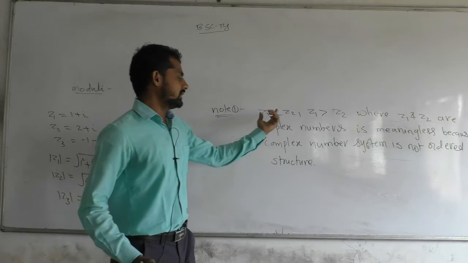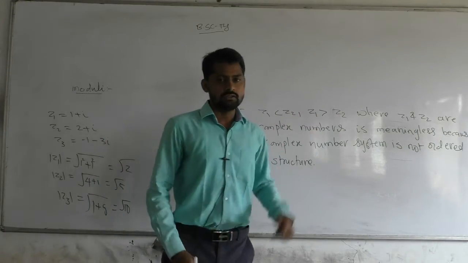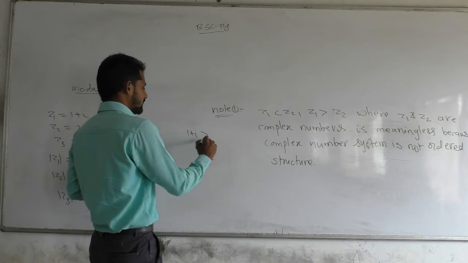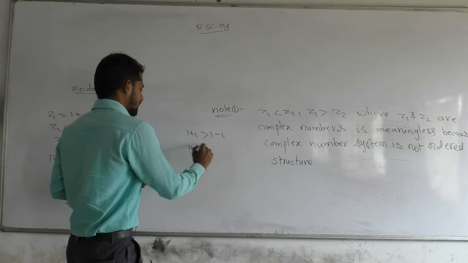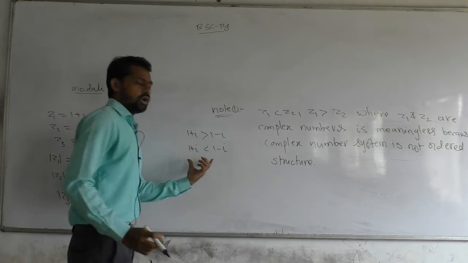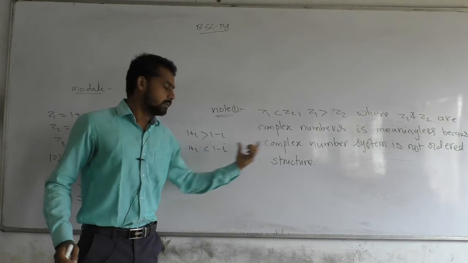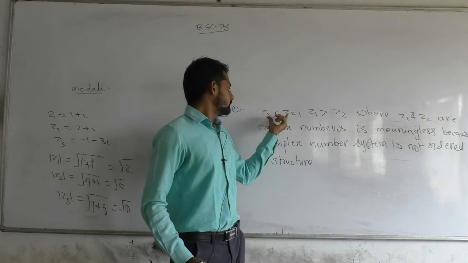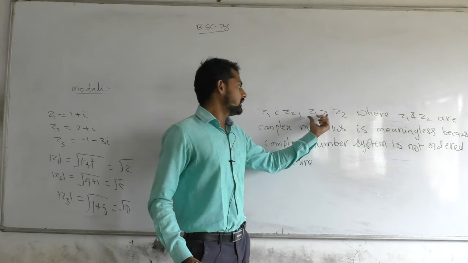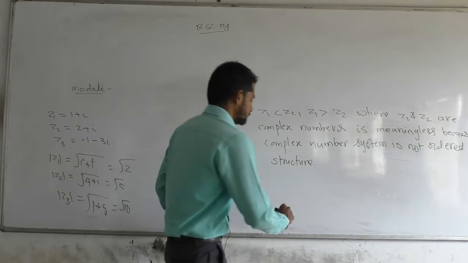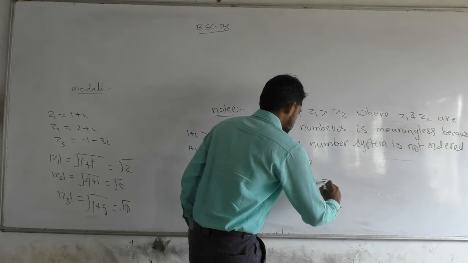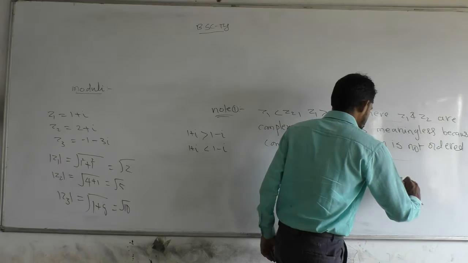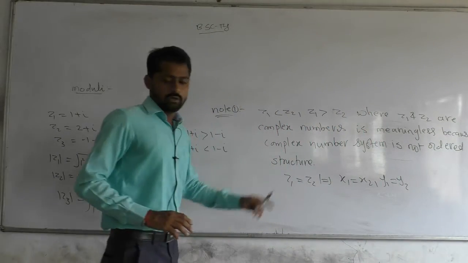Now keep in mind that Z1 is less than Z2, Z1 is greater than Z2, it does not happen in the set of complex numbers. We cannot say that 1 plus i is greater than 1 minus i, or 1 plus i is less than 1 minus i. We cannot say like that because the set of complex numbers is not an ordered field. It is meaningless. And we know that Z1 is equal to Z2 if and only if their real parts and imaginary parts are equal. So keep in mind this.